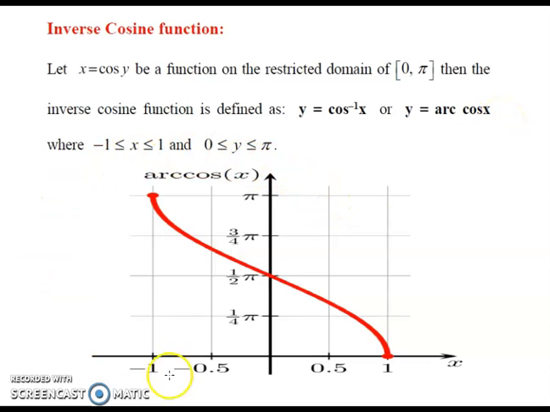If we observe this graph, the domain of the inverse cosine function is minus 1 to plus 1, and the function values are 0 to pi. So minus 1 less than or equal to x less than or equal to 1, and 0 less than or equal to y less than or equal to pi. So this is the graph of the inverse cosine function.